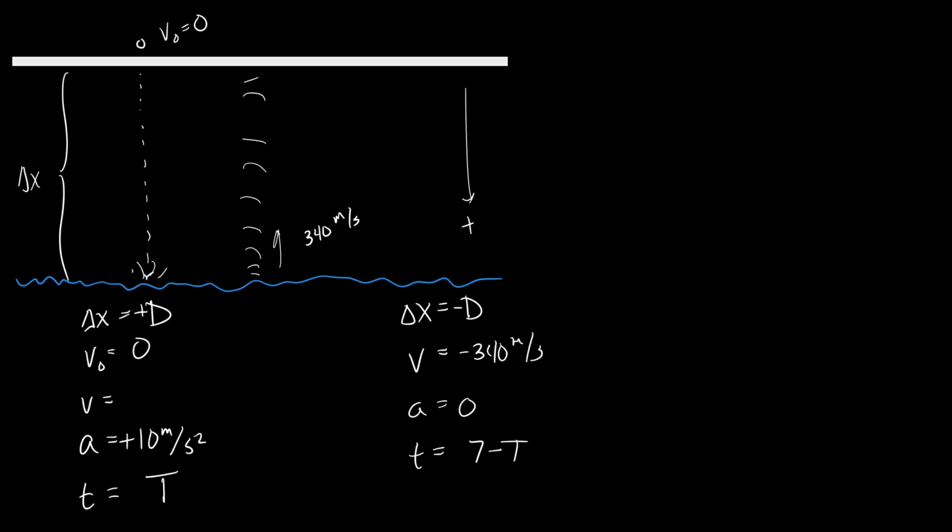I think we can kind of pull this together now, don't you? So d equals 1/2 a t squared plus 0 times t, and negative d equals negative 340 times 7 minus t. And with the acceleration being 0, I just left out the 1/2 at squared. I think we got it, right? 2 equations, 2 unknowns. Figure out d or figure out t and plug it into the other.